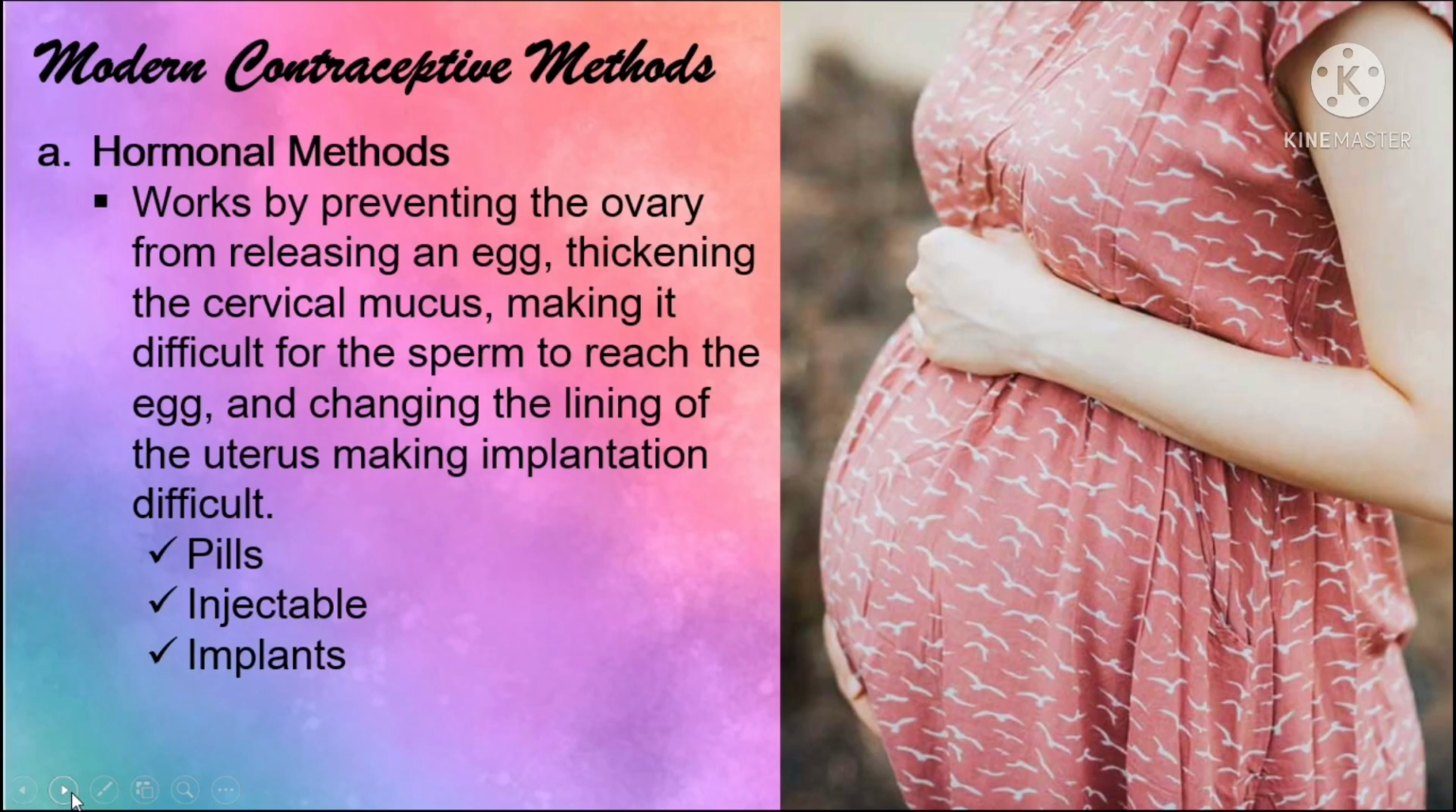Moving on to the modern contraceptives. First, we have hormonal methods. It works by preventing the ovary from releasing an egg, thickening the cervical mucus, making it difficult for the sperm to reach the egg, and changing the lining of the uterus, making implantation difficult. So what are the examples of hormonal methods? We have pills or birth control pills, injectable, and implants.